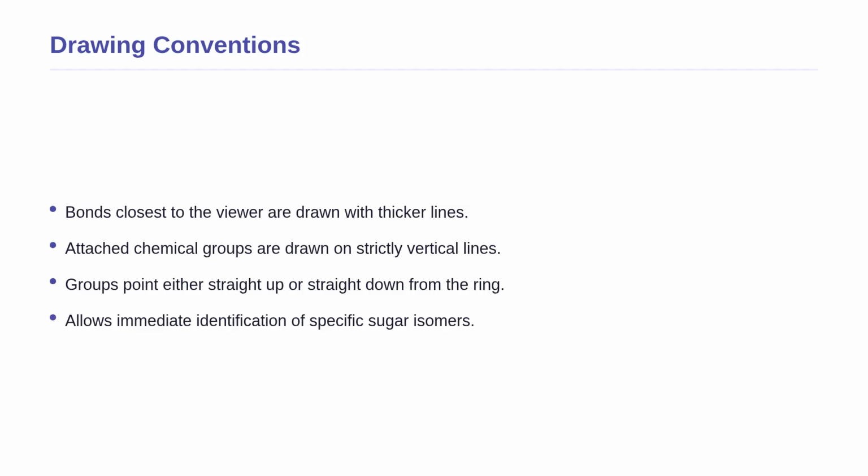Building on that tilted perspective, let us examine the specific drawing conventions used in these projections. To create a sense of three-dimensional depth, the bonds closest to the viewer are drawn with thicker lines. Then, the attached chemical groups, like hydroxyl groups and hydrogen atoms, are drawn on vertical lines, pointing straight up or straight down from the carbon atoms in the ring. This standardized format allows chemists to immediately identify the specific isomer of a sugar, based entirely on the upward or downward direction of these attached groups.